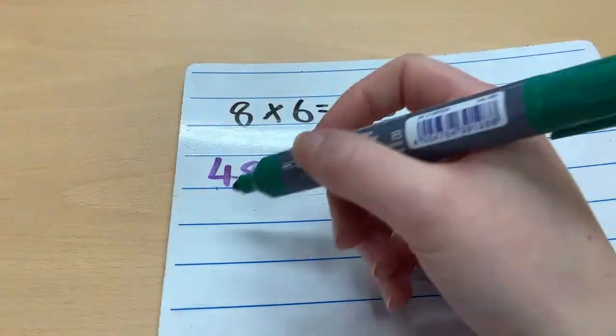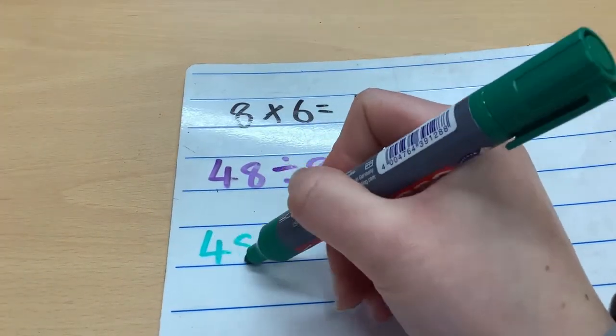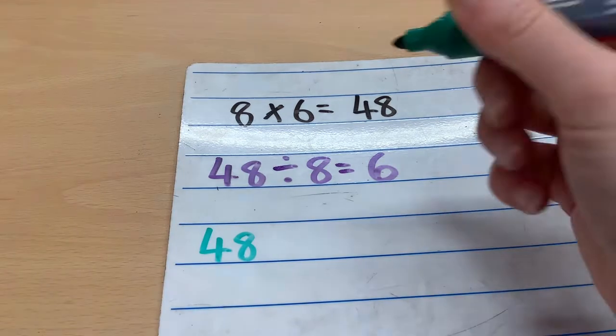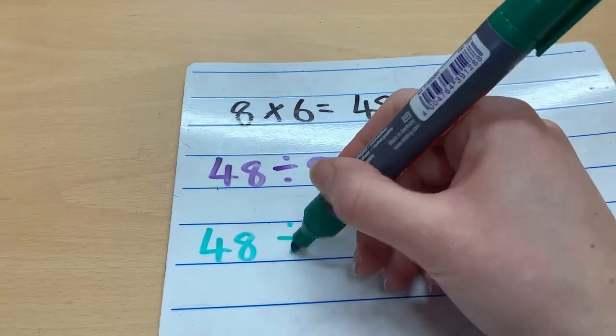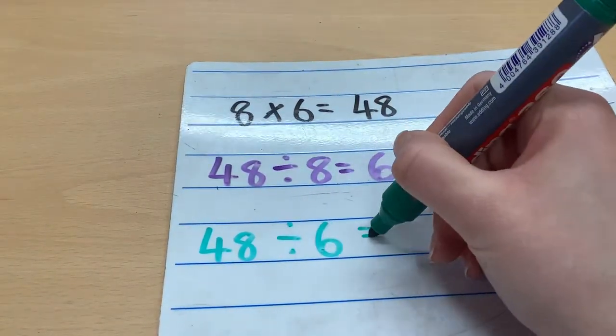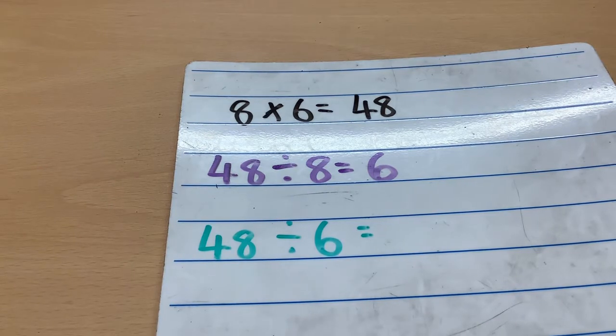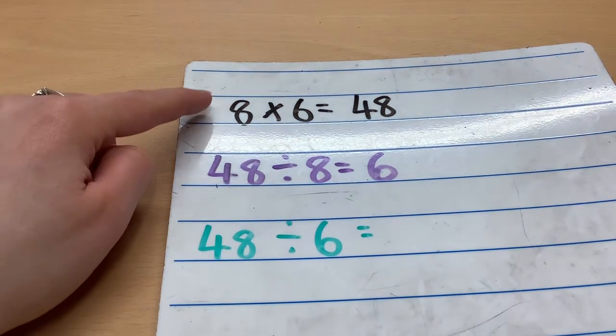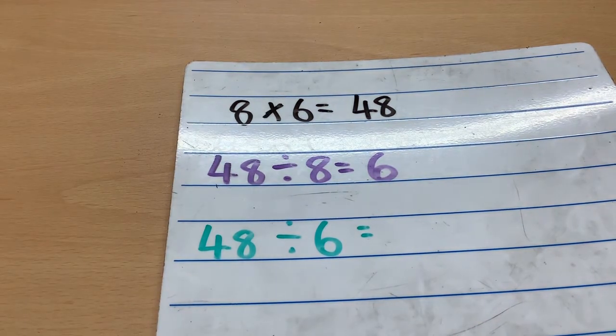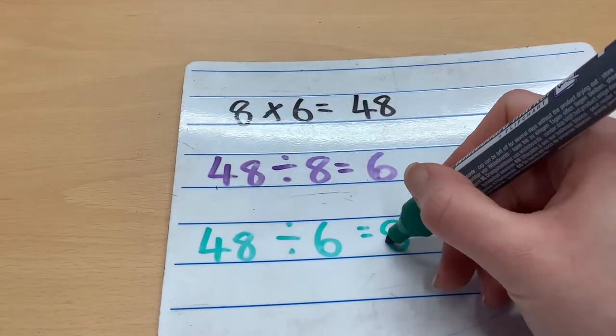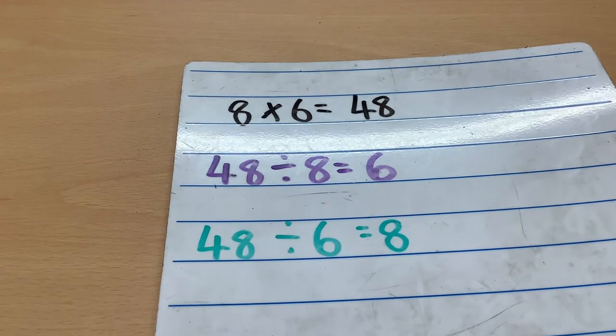For the next equation, I'm going to start with the product again because it is the biggest number, and I'm going to divide by 6. Now you don't know your 6s, but remember you can only use the numbers in that first equation. So 48 divided by 6 must equal 8.